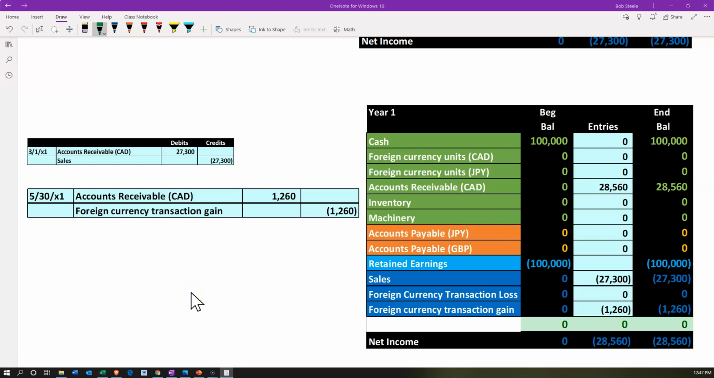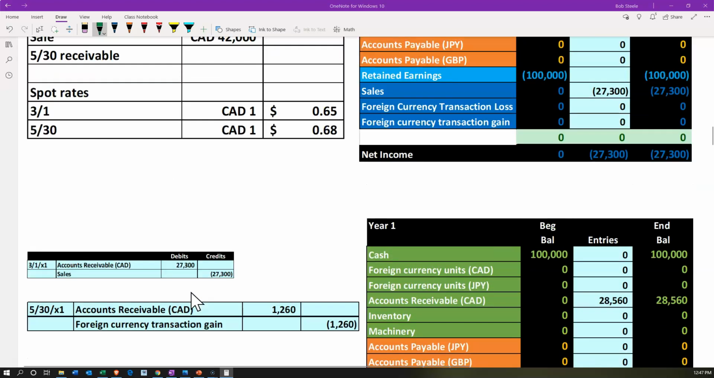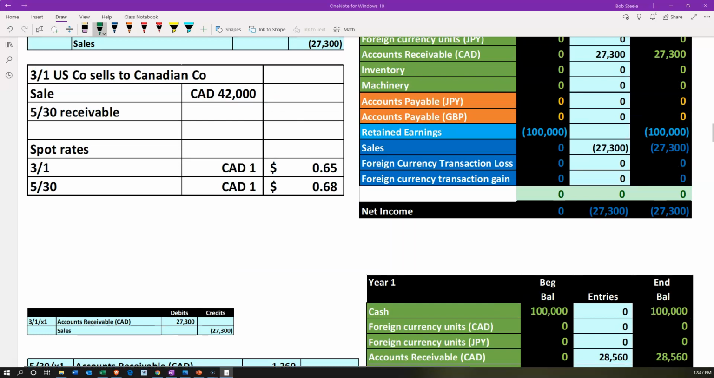So to do that, we're going to say, all right, now we're going to get the receivable. We got the 42,000. We could do it a couple different ways. We could say we've got the 42,000 times the current spot rate at 5/30, the point in time that we're going to actually get the money, get the Canadian dollars, times 0.68. That's going to be the 28,560. And so that's what we want the ending number to be, as we can see after we record the transaction here. Here's what the beginning number was.